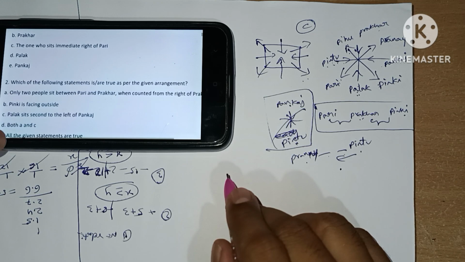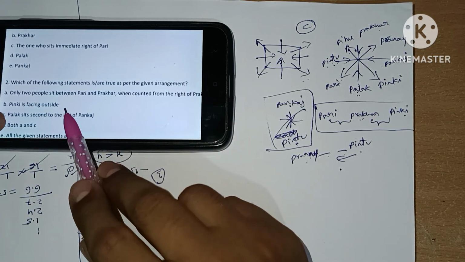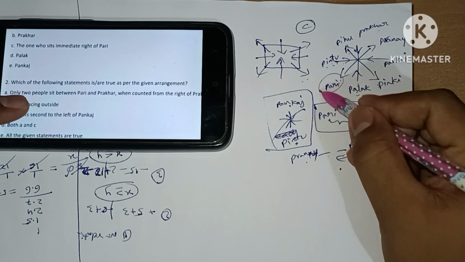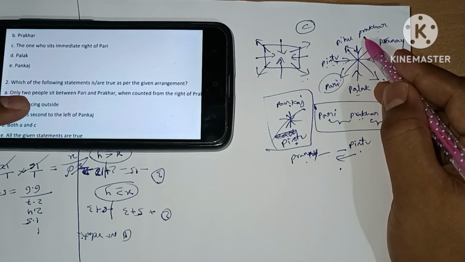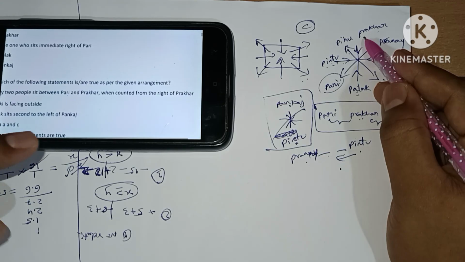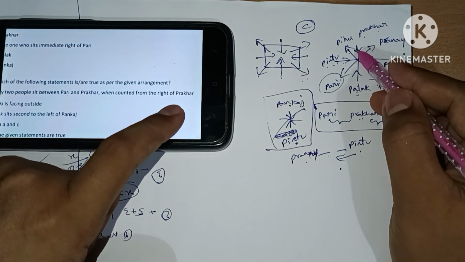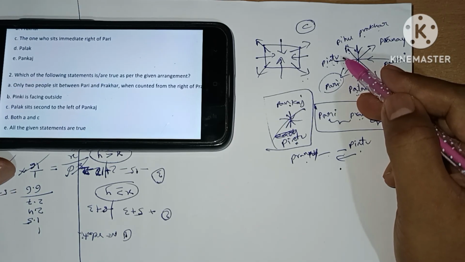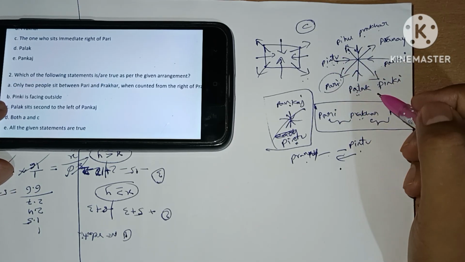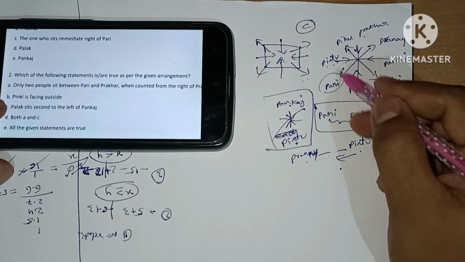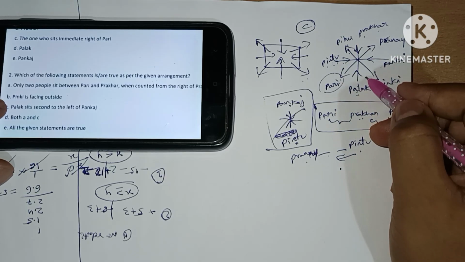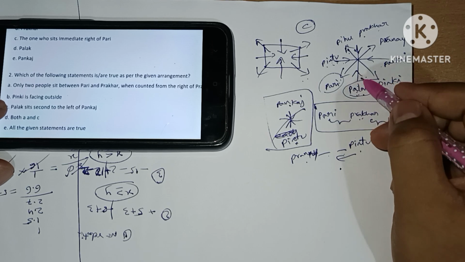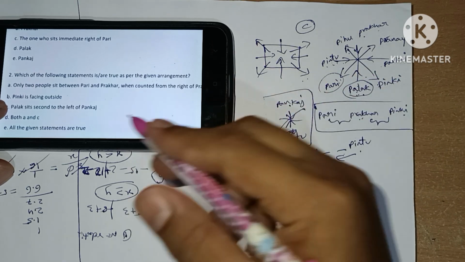Next one. Which of the following statements is true as per the given arrangement? Only two persons sit between Pari and Prakahar. This is Pari and Prakahar is here. Only two people sitting between when counted from the right of Prakahar. Right side of Prakahar. So it is true. Let's see, option B. Pinky is facing outside. Actually, we take opposite directions because of taking Palak from the middle. So the directions must be in the opposite direction with respect to the questions.